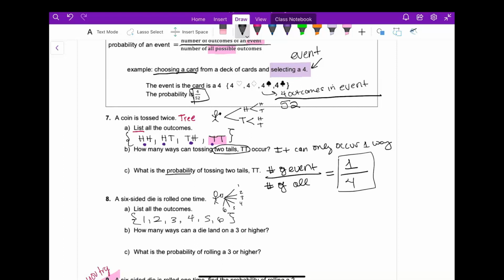How many ways can a die land on a 3 or higher? 3 or higher. That means it includes the 3. I'll list them. 3, 4, 5, 6. Those are the different ways that it can land on 3 or higher. So let's write it in a sentence. It can land on 3 or higher 4 different ways.